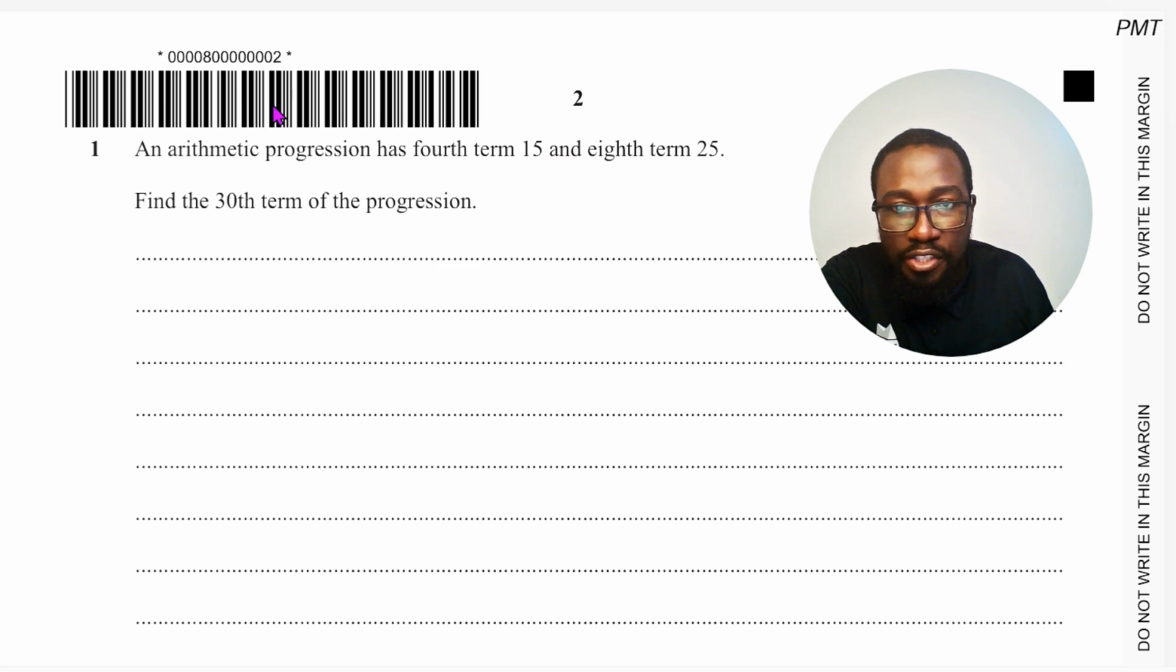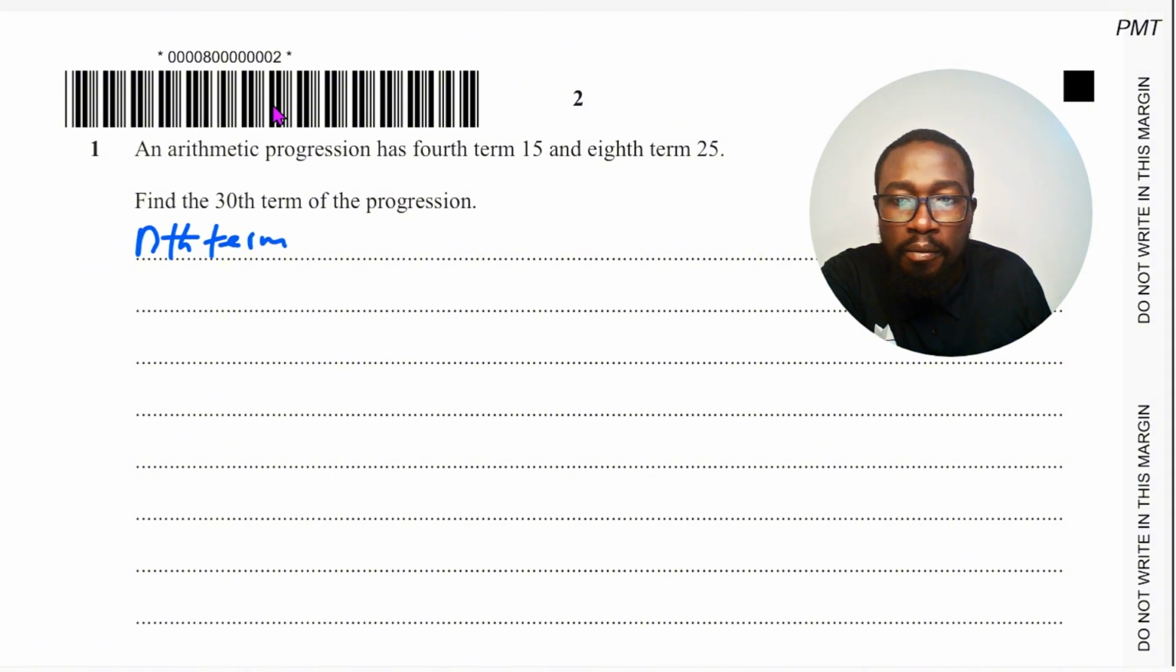An arithmetic progression has 4th term 15 and 8th term 25. Find the 30th term of the progression. So this is an AP, and for an AP, the nth term is given by A plus (n minus 1) times D. So we have two terms, the 4th term, which is 15, and the 8th term, which is 25.